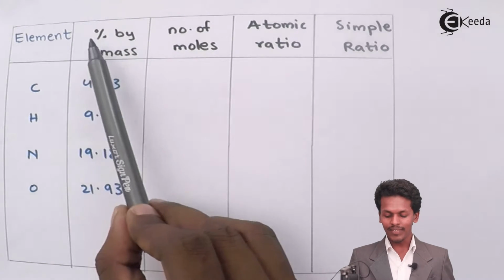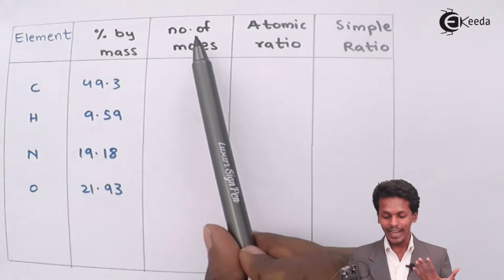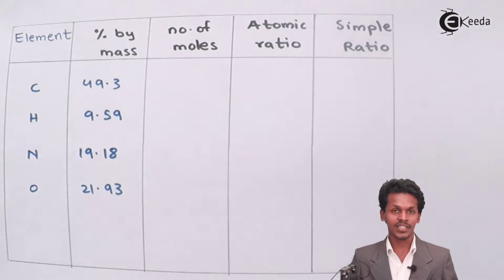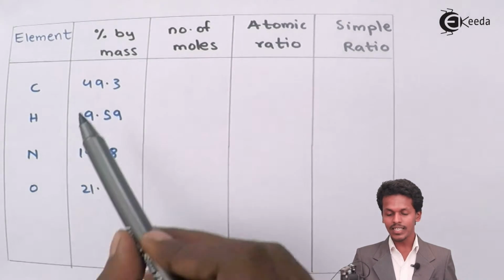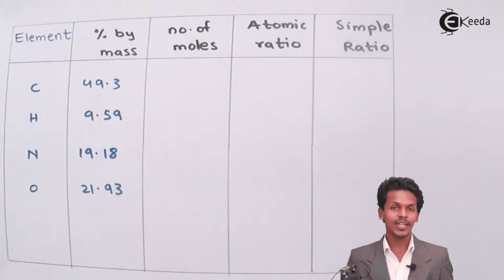So this is how we have calculated percentage by mass. But the next thing that we have to do is find out the number of moles of each element present in the compound. We know how to calculate the number of moles. It is nothing but the weight divided by the atomic weight of the particular element.